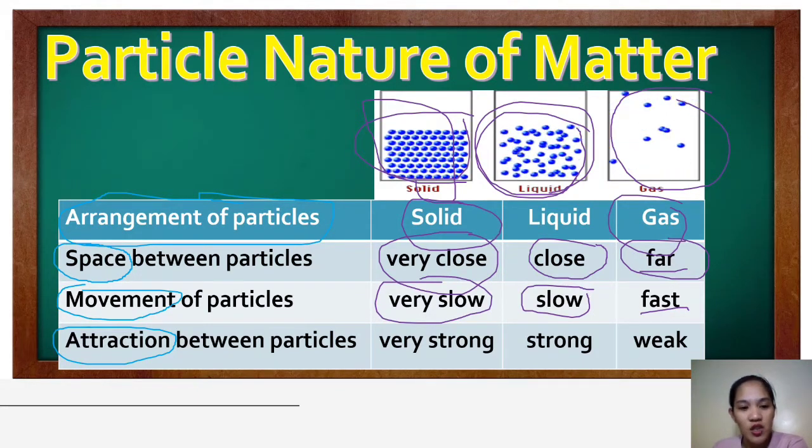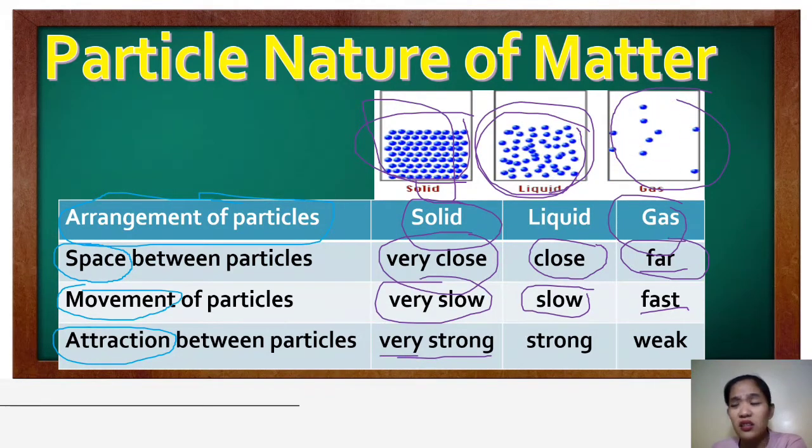Okay, in terms of attraction between particles, of course, it's very strong. So the reason behind it's very close is that the attraction between the particles is very strong.